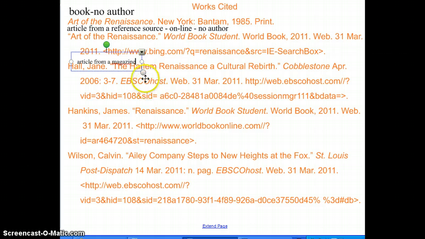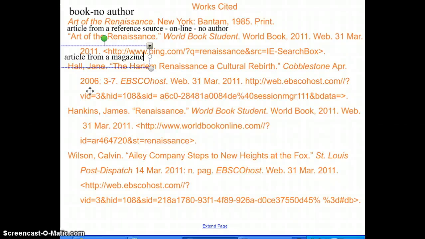and students really didn't recognize that Cobblestone was a magazine. I knew it, but our hints were that it was from April 2006, and we know that magazines are published monthly or bi-monthly sometimes. And the other clue here is that there are page numbers. Okay, so it's an article from a magazine, and we did have one author.